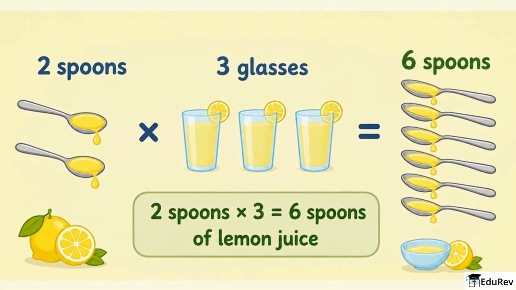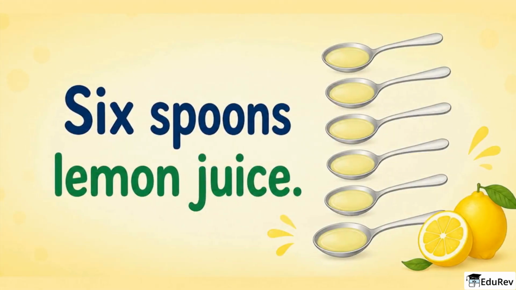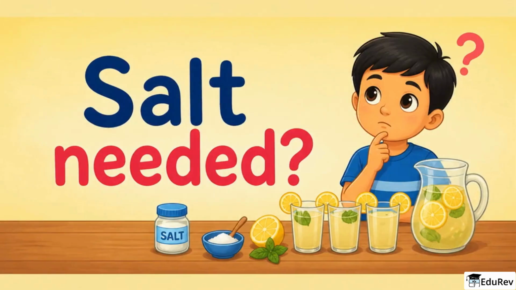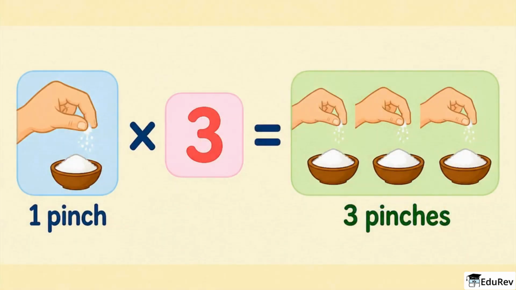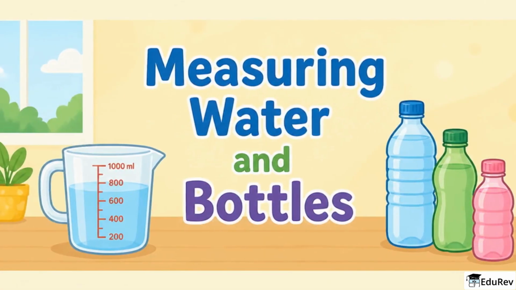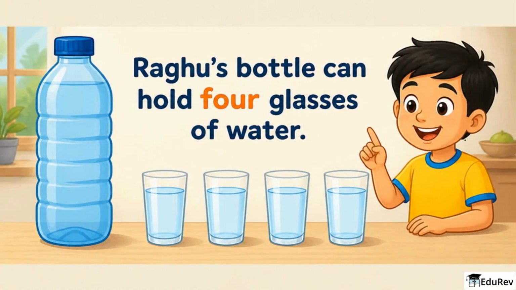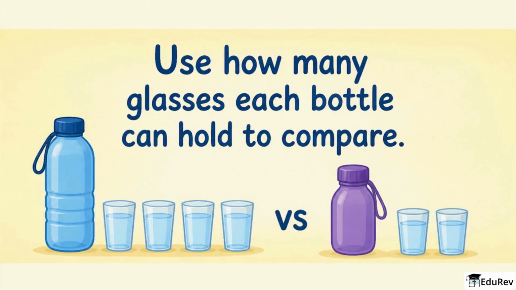2 spoons times 3 gives 6 spoons of lemon juice. Salt needed? 1 pinch times 3 gives 3 pinches of salt. Measuring water and bottles. Raghu's bottle can hold 4 glasses of water. Use the number of glasses each bottle holds to compare which holds more or less.